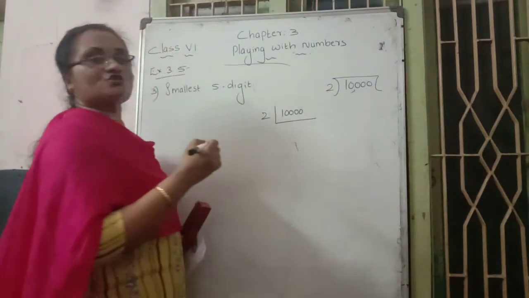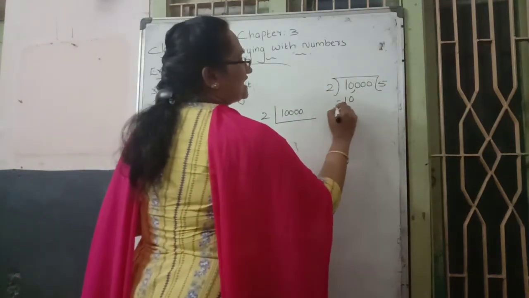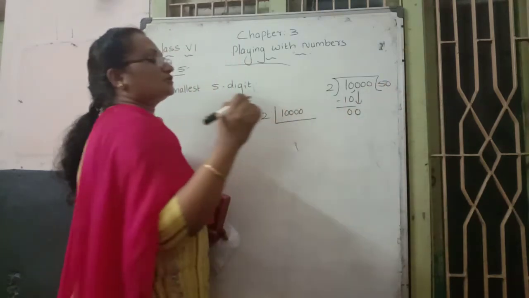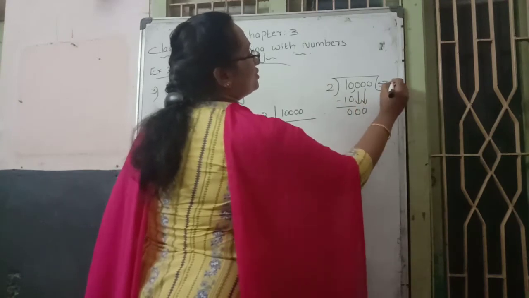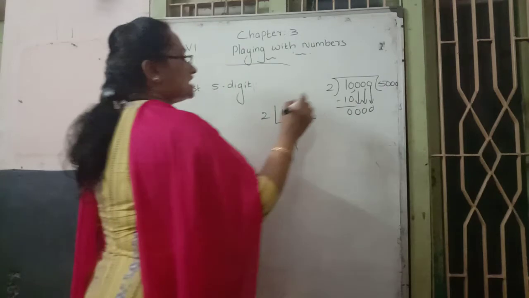First 2 places: in the 2 table, 10 is 2 fives are 10. Subtracting, we get 0. Next place 0. In the 2 table that also gives 0, 0. Again 0, write that 0. Again the next 0, write that 0 also. So how much do we get?